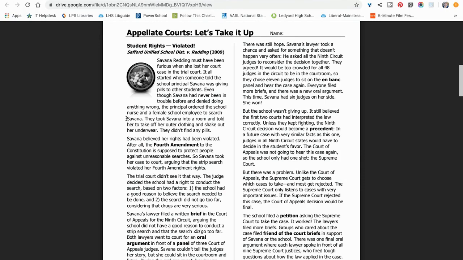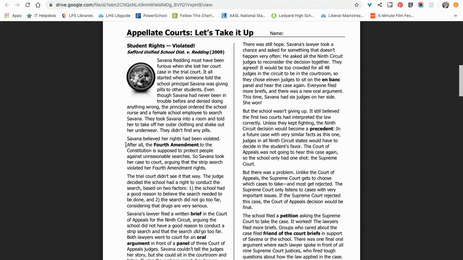They took Savannah into a room and told her to take off her outer clothing and to shake out her underwear. They didn't find any pills. Savannah believed her rights had been violated. After all, the Fourth Amendment to the Constitution is supposed to protect people against unreasonable searches.